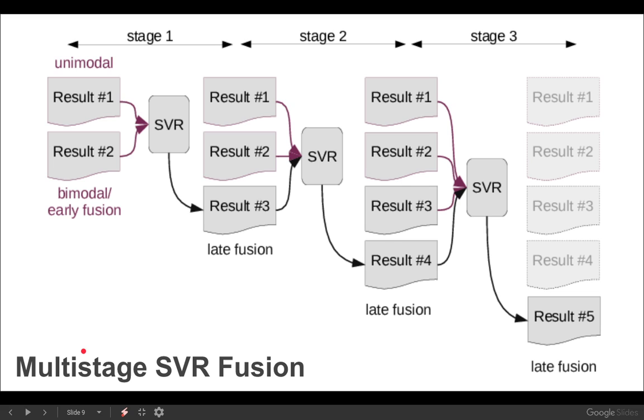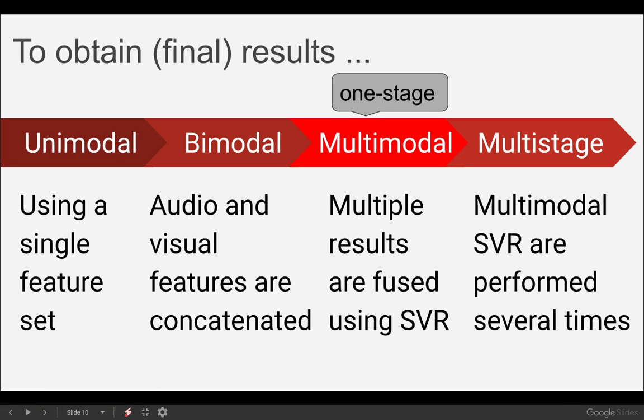This SVR fusion approach is proposed to tackle the second problem of combining different results, because we have 7 audio visual feature sets and 4 visual feature sets. Each feature set will give different results. So this is how to combine different results. To obtain the final results, the following steps are performed.